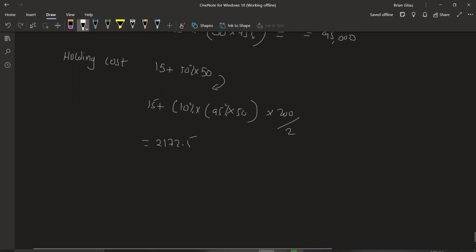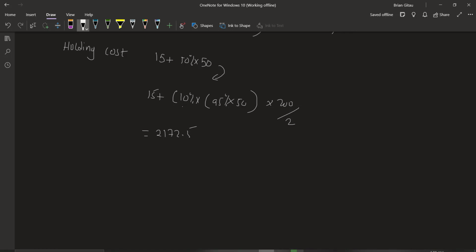And then we take the ordering cost. The ordering cost will be 50, but now we will take 2,000, which is the annual demand. The number of orders will reduce because we are now ordering 200 instead of 100, so divided by 200, and this will give us 500.